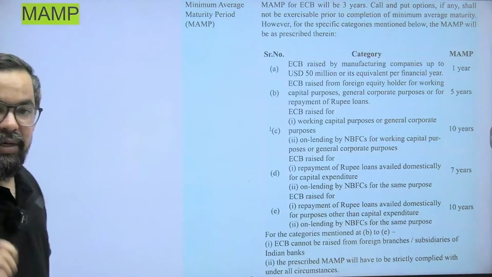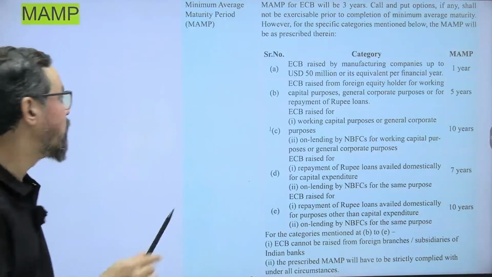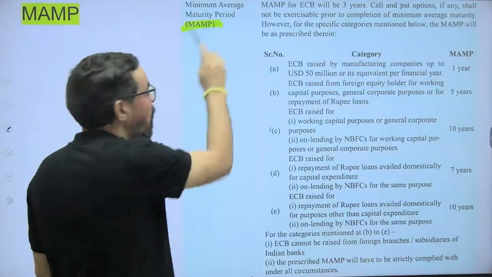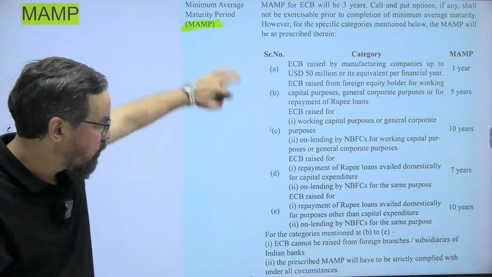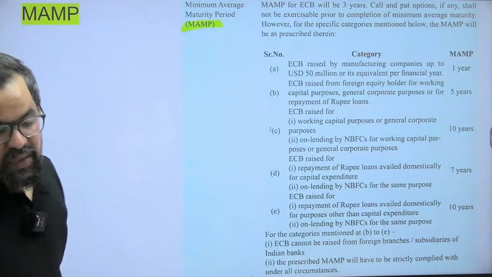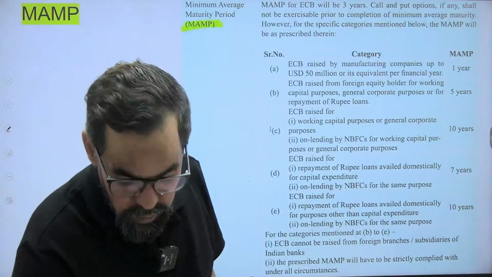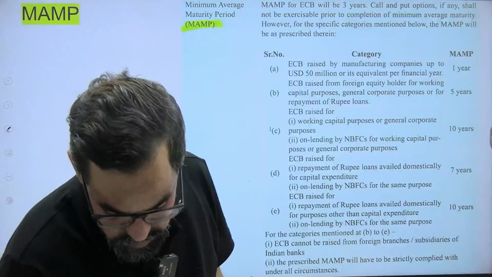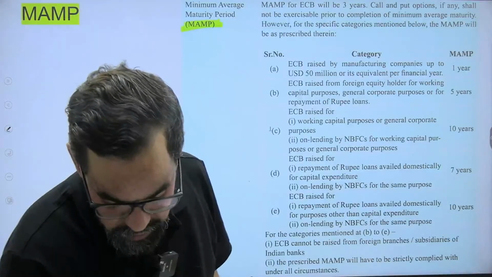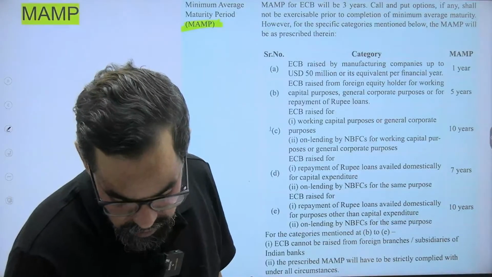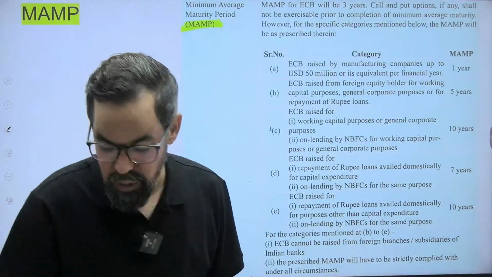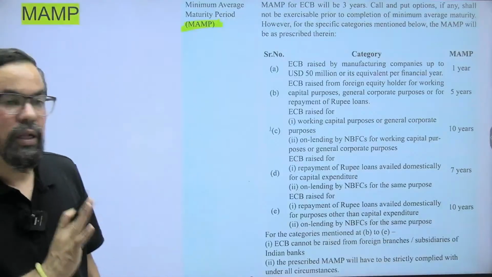Minimum average maturity period is a very, very important one. It can be asked in the form of a case study or in the application question. You have to remember all of this, and please practice this again and again as much as you can, because this is definitely going to help you in your upcoming examination. At least one question you can expect based on this.